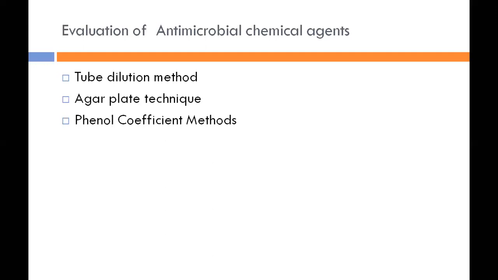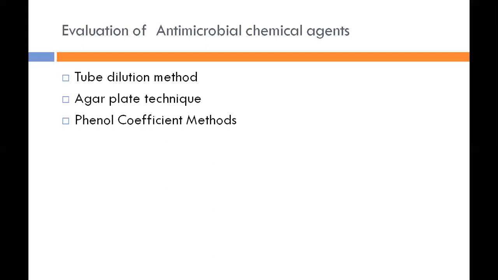First one is known as tube dilution method. Second one is agar plate technique. And the third one and most important one is phenol coefficient method. So first 2 methods we have already discussed briefly in our previous lectures, but still we will repeat these methods.